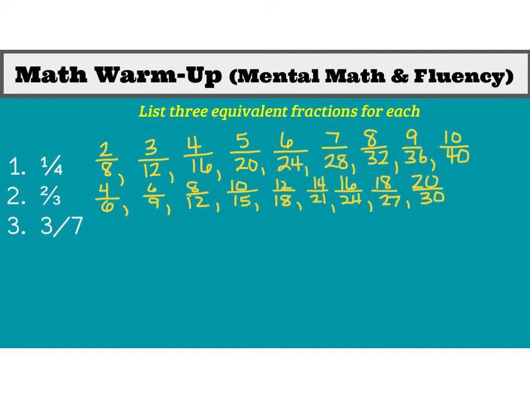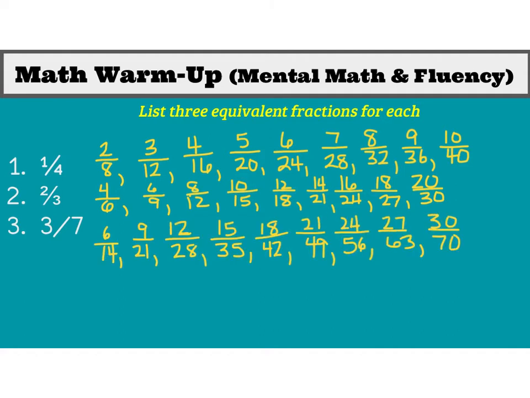All right, so let's take a look at how you did with 2/3. I went ahead again and wrote the first 10 just to see if you got any of those. So 4/6, 6/9, 8/12, 10/15, 12/18, 14/21, 16/24, 18/27, and 20/30. Let's take a look at 3/7.